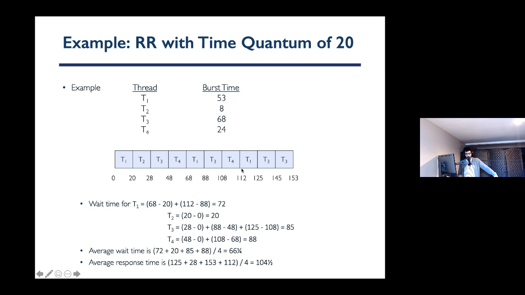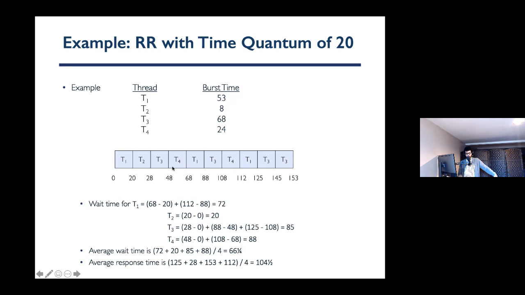Then here, at time 112, it got scheduled. So how long did it wait? From 88 to 112, it waited. So 112 minus 88. And this is the last appearance of T1, so T1 is done. So the waiting time of T1 is 68 minus 20 plus 112 minus 88, that's 72.